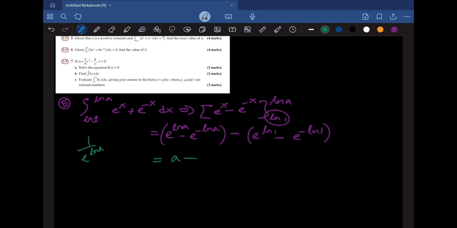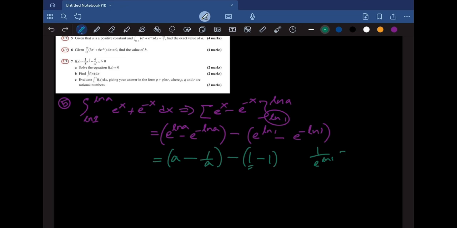When we take it down, the negative power becomes positive, so it means 1 divided by a. So we can write it like this: 1 minus 1 by a minus 1 by a, minus 1 minus 1. Basically this is how e to the power of ln a is a, and e to the power of minus ln a means 1 divided by e to the power of ln a. So this is how we have written it.